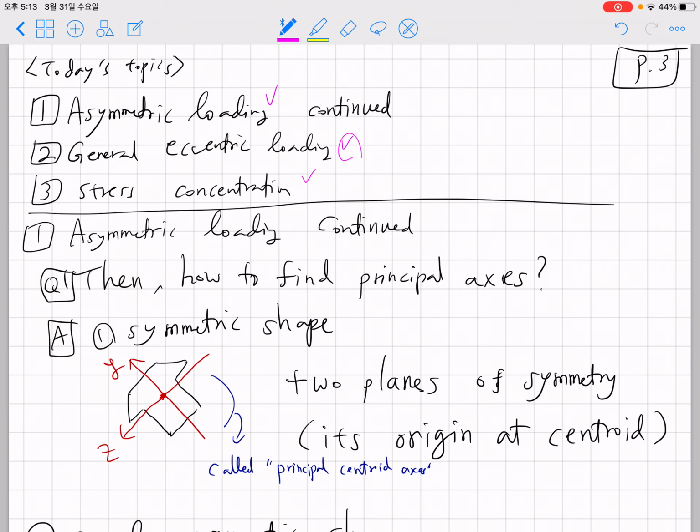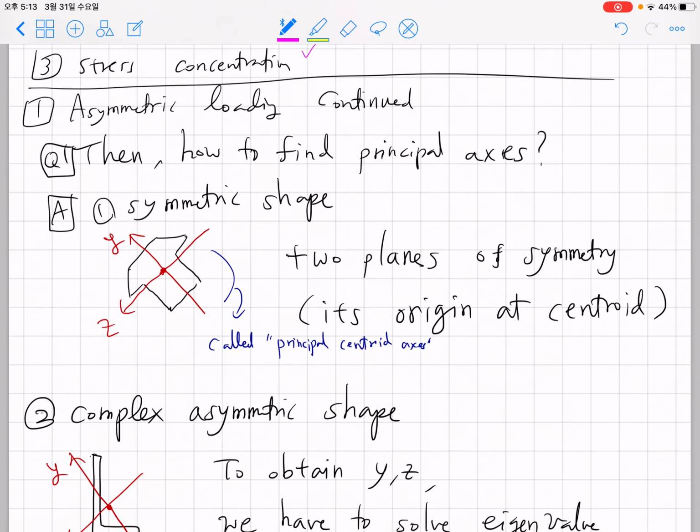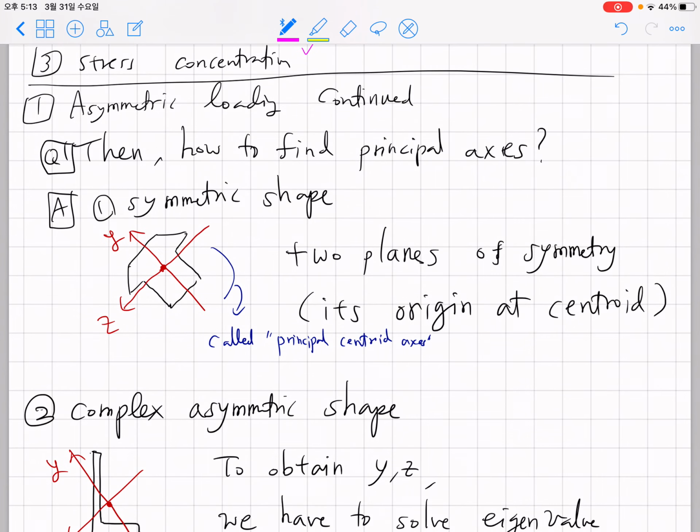Okay, so let's begin from the first topic. Continued discussion on asymmetric loading. So in the previous lecture, I told you that we cannot find the principal axis for general complex cross-sectional shapes because it involves linear algebra and eigenvalue and eigenvector calculation. However, if we limit our focus to rather symmetric cross-sections, we can find it quite easily.